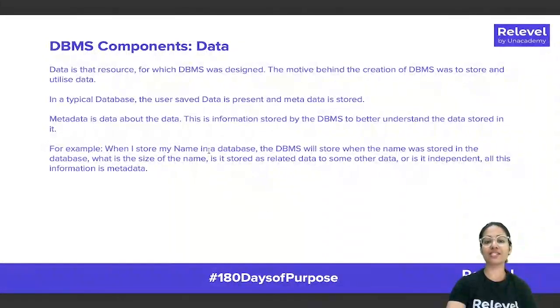Okay, so that is why it says that when you store, let's say, a name in a database, it tries to understand where it is stored, what is the size of the name, what is the number of characters, is it related to some other data, is this information being used somewhere else as well, or is it just independent data lying in the database? All this information is basically metadata. So the third component is data, the actual information which we store in the databases.